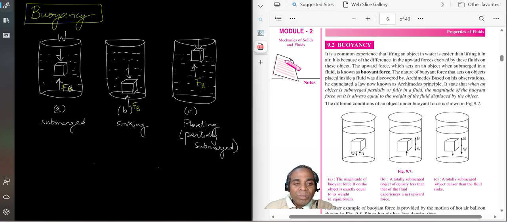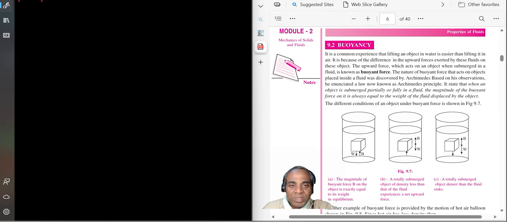If both of them are equal, we see scenario A. If the weight of the object is greater than the buoyant force, then we see scenario B, where the object is sinking to the bottom. On the other hand, if the weight of the object is less than the buoyant force, then we see scenario C, where the object is floating with a partial amount submerged inside the liquid. Okay, now we will see these three scenarios in detail and understand the buoyant force. So what is scenario A? Object submerged inside the liquid.